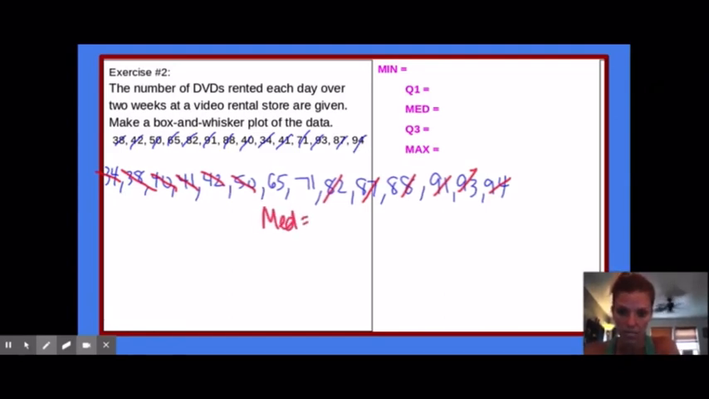Remember, you're going to take those 2 middle numbers, add them up, divide by 2. So in this one, 65 plus 71 is 136. Divide that by 2, and you get 68. So your median is 68.